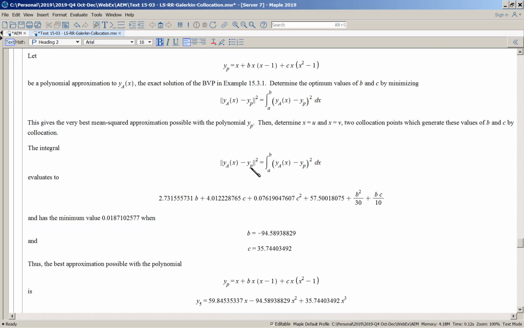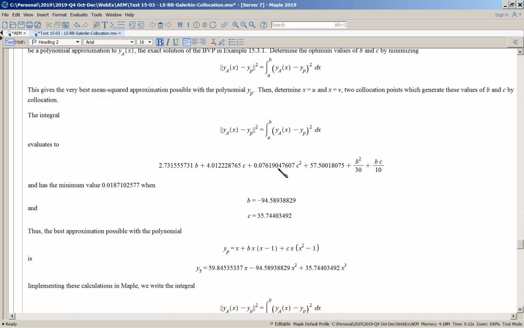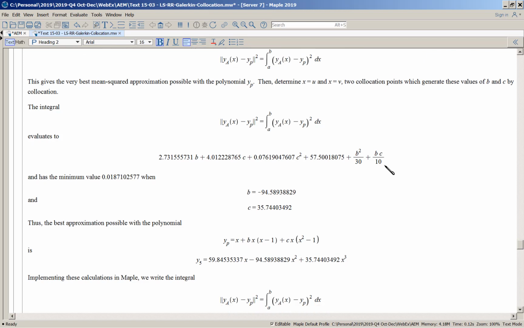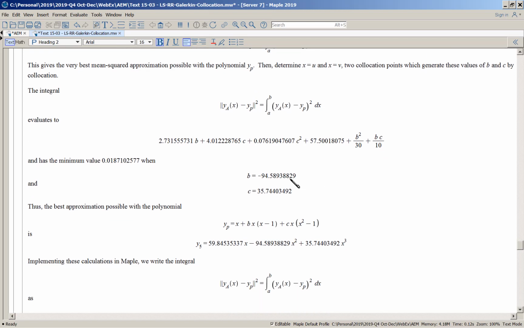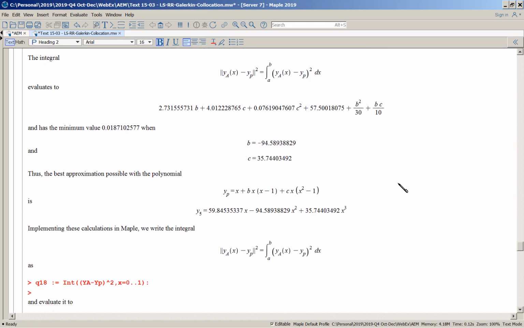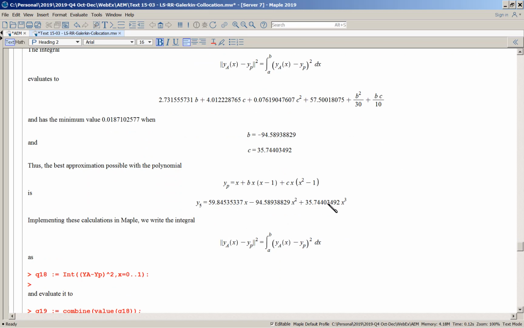This yp is this function with b and c undetermined. So we have this expression which we would like to be as small as possible. Well, we know how to minimize that, so b and c taking on these two values makes this expression as small as possible, and we end up with this fifth approximation.